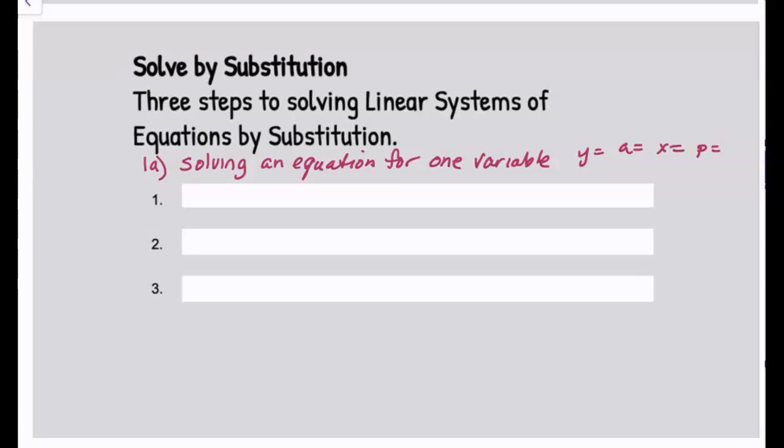So our steps are to substitute, replace, plug in, solve the equation, step 2, and plug back in to find the other variable.